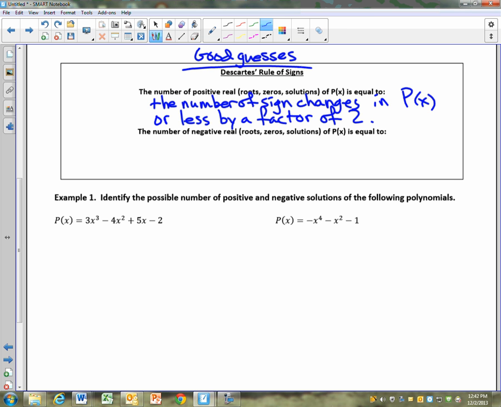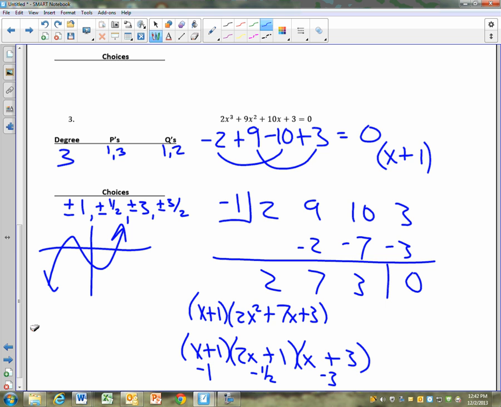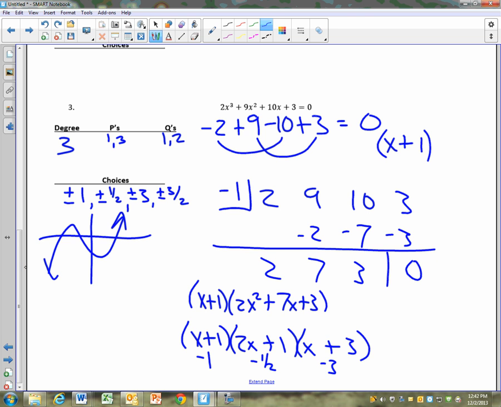The number of sign changes in the polynomial. So look. Does it change from positive to negative ever? No. So in P of x, it never goes from positive 2 to negative 9. It doesn't go from positive 9 to negative 10. It's positive all the way through. So therefore, there are 0 positive solutions. Look at all your solutions. They're all what? Negative. Negative 1, negative 1/2, negative 3. He says if you don't see any sign changes, there's no positive real solutions. If you have one sign change, there's going to be one positive solution. And that's how he figures it out.